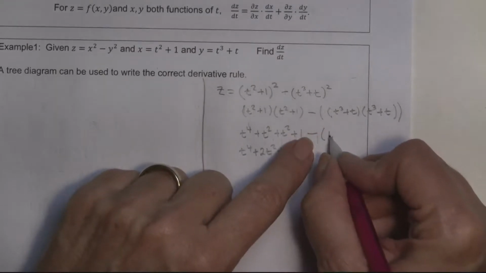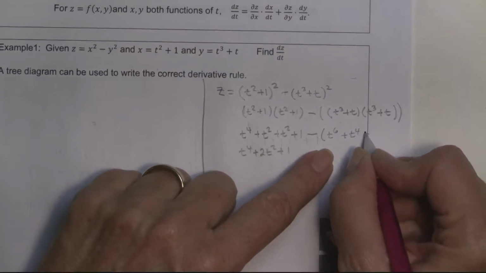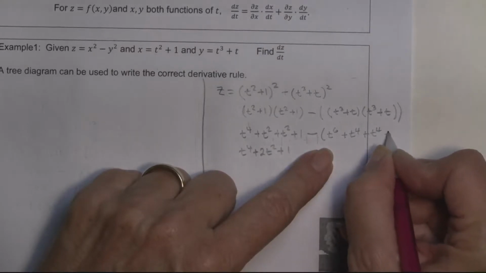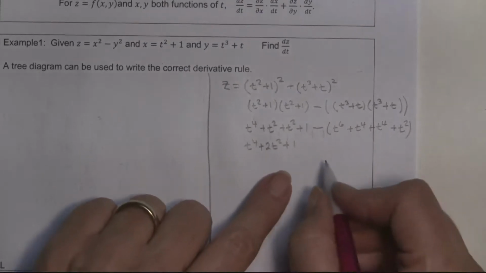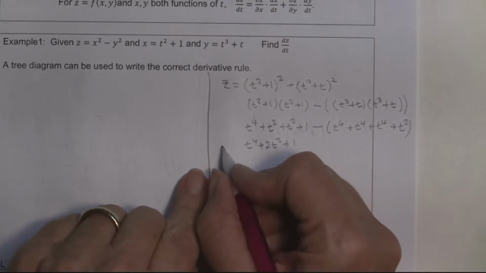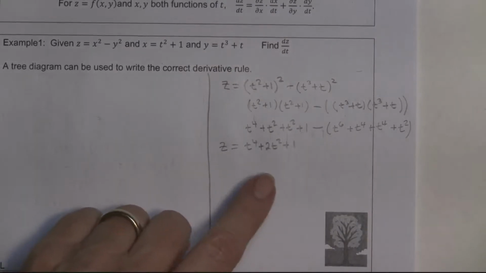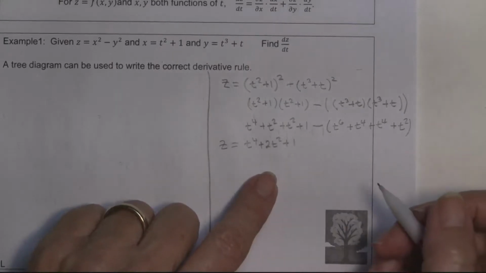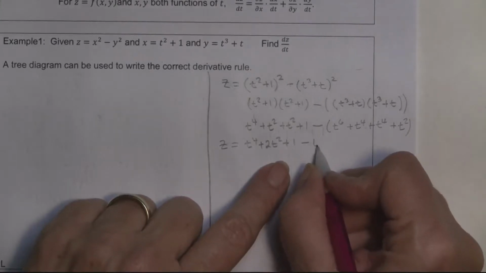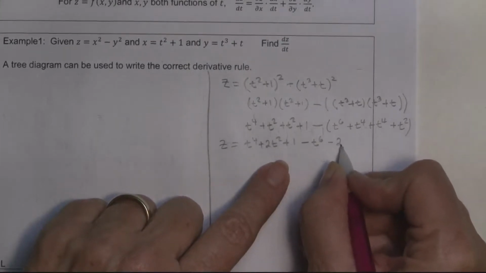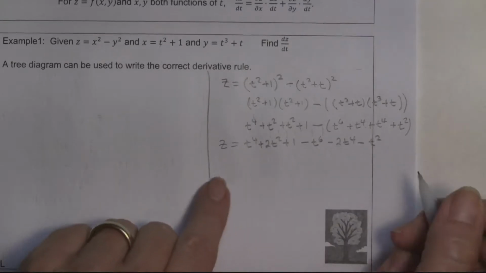t to the 6th plus t to the 4th plus t to the 4th plus t to the 2nd. All of this is of course equal to z still. Try not to lose track of that. Now I'm distributing that negative, and I could combine the like terms. There's two of these, so minus t to the 6th minus 2t to the 4th minus t to the 2nd.